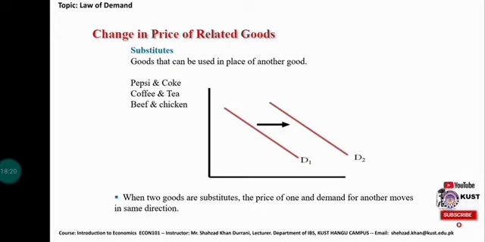If the price of Coke remains the same, right? Just like coffee and tea, beef and chicken. When two goods are substitutes, the price of one and the demand for another move in the same direction.